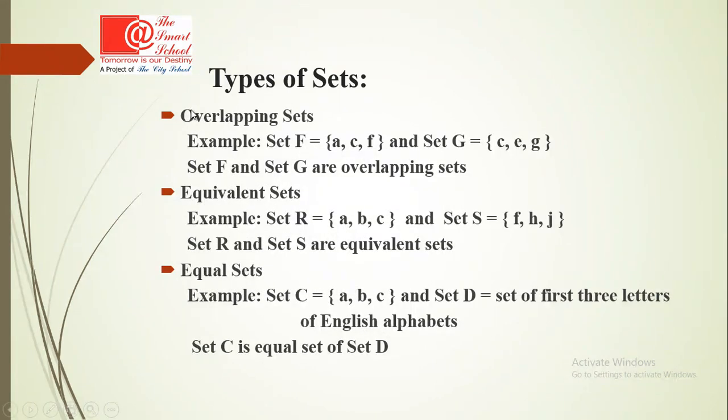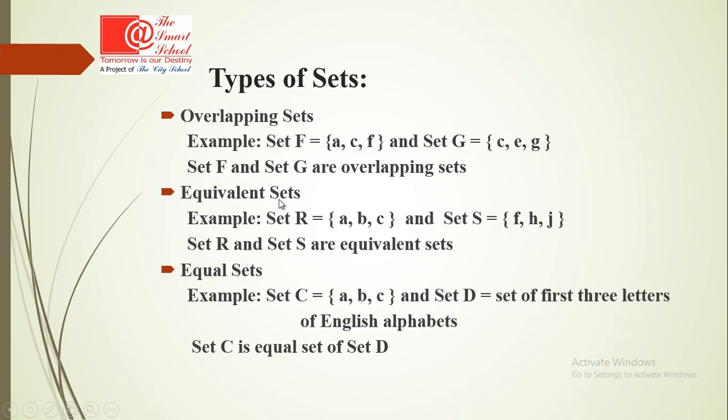Now, the next is overlapping sets. Who can tell me overlapping set? Yes, the word is telling that the members are overlapped. It means there are some common members in it. So, for example, set F has A, C and F as its elements, and set G has C, E and G as its elements. So, what is the common member here? C here and C here. So, this is overlapping. Both the sets overlap each other. So, set F and set G are overlapping sets.